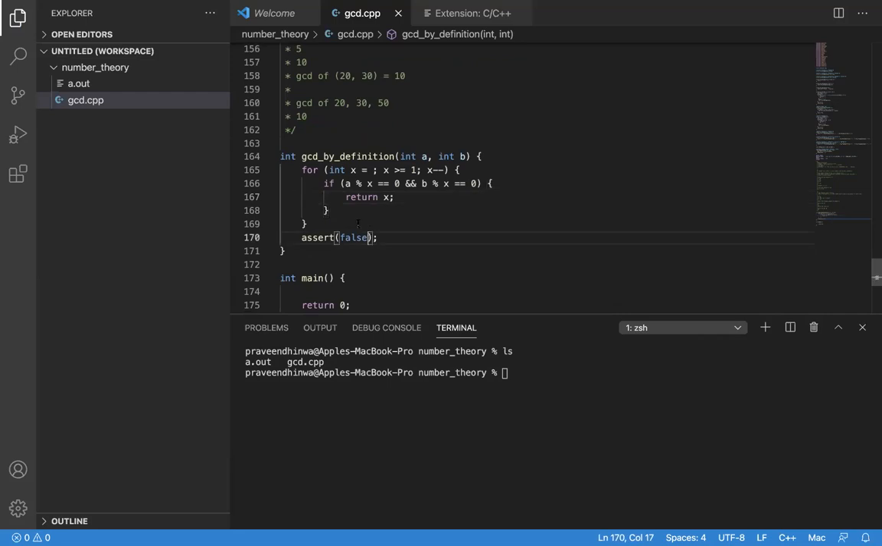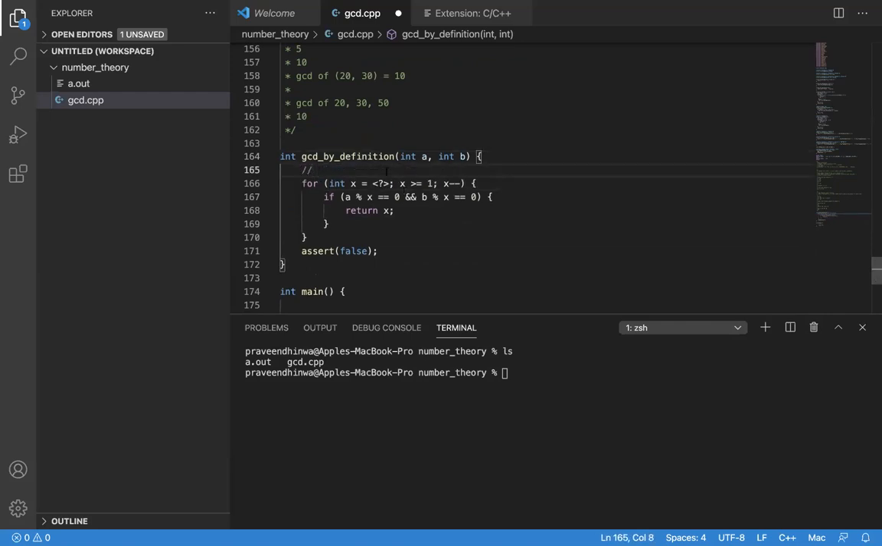So in this code, what should I be writing here at this place? At this place, I should have x equal to the largest possible value of GCD. Can the GCD of 2 numbers be greater than any of those numbers? The answer is no. So it cannot be larger than the minimum of a comma b. So the largest number that you can try is the minimum of a comma b.